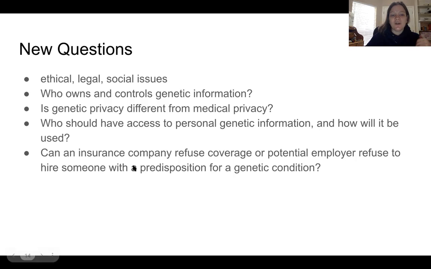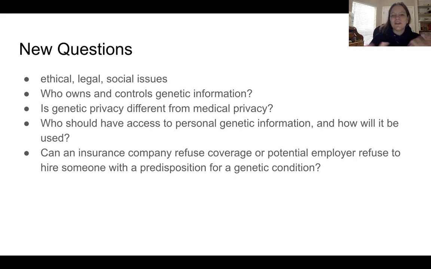There's also just an issue of insurance. If your insurance knows that you are predisposed to having a genetic condition, your genetics could say that you are at a higher risk of having a heart attack or cancer or whatever it is. Can health insurance refuse to cover you, or just charge you a higher premium, charge you more money to be insured because you might develop this thing later in life? Can an employer refuse to hire you because you might develop this thing later on?